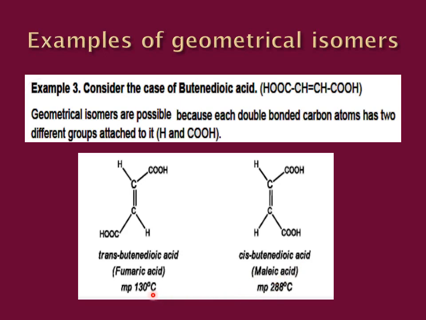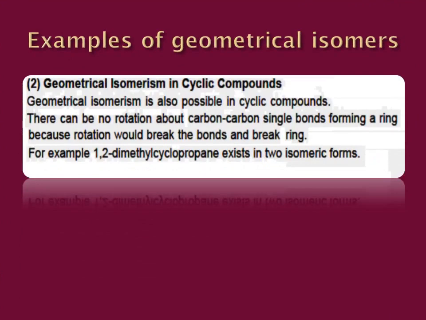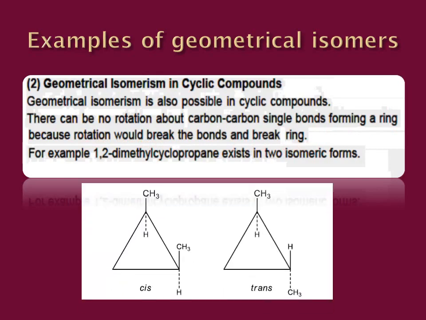Now students, let us study geometrical isomerism in cyclic compounds. Geometrical isomerism is also possible in cyclic compounds because there can be no rotation about the sigma bond, the carbon-carbon bonds forming a ring, because rotation would break the bond and break the ring. For example, 1,2-dimethyl cyclopropane exists in two isomeric forms. As you can see, the two methyl groups are above this plane on the same side. That is why it is called cis 1,2-dimethyl cyclopropane.